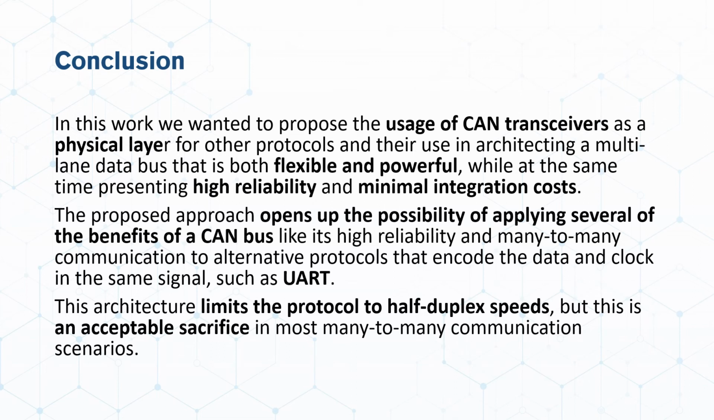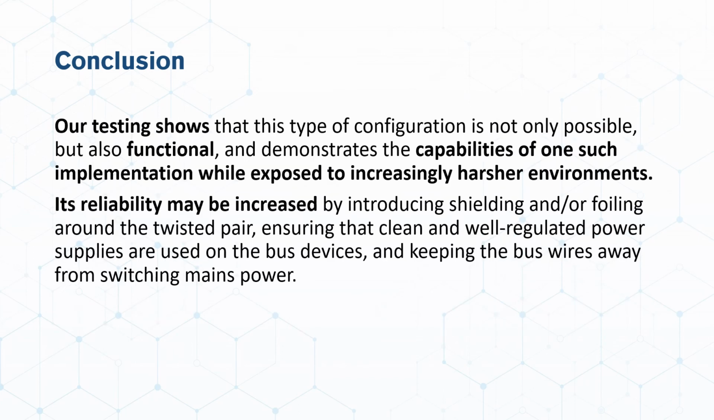The proposed approach opens up the possibility of applying several of the benefits of CAN, like its high reliability and many-to-many communication, to alternative protocols that encode the data and clock in the same signal, such as UART. This architecture limits the protocol to half-duplex speed, but this is an acceptable sacrifice in most many-to-many communication scenarios. Our testing shows that this type of configuration is not only possible but also functional, and demonstrates the capabilities of one such implementation while exposed to increasingly harsher environments.